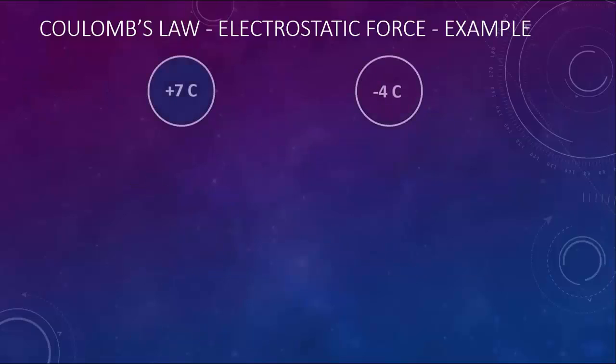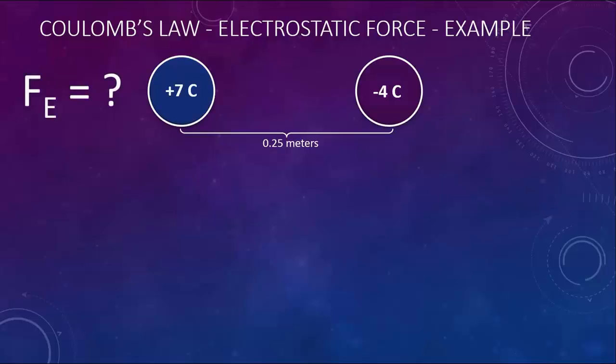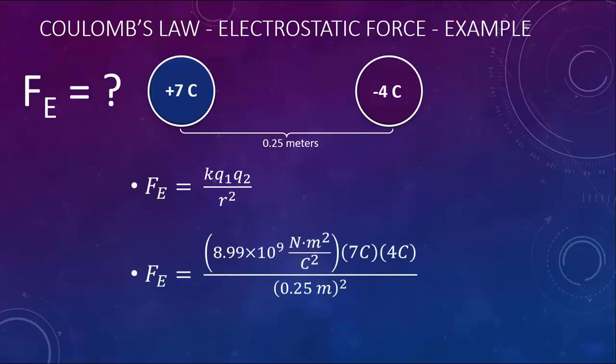Here's another example. One object has a charge of positive 7 coulombs, and the other object has a charge of negative 4 coulombs, and these two objects are 0.25 meters apart. Once again, I want us to calculate how much electrostatic force each of them will experience. We'll go through the same process. We start off with the equation for Coulomb's law, and then we can plug in all of our givens.